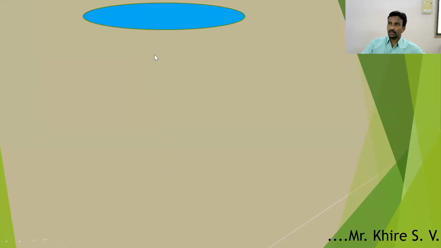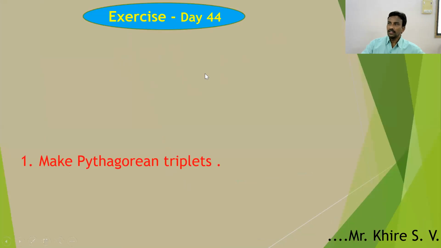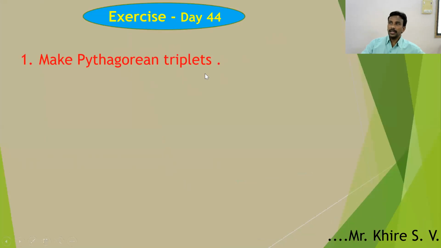Now homework or exercise for day 44. Exercise for day 44 is, question number 1: make Pythagorean triplets. You have to make some Pythagorean triplets like 3, 4, 5, 6, 8, 10, 9, 12, 15, like this. Make some other Pythagorean triplets of your own. Okay.